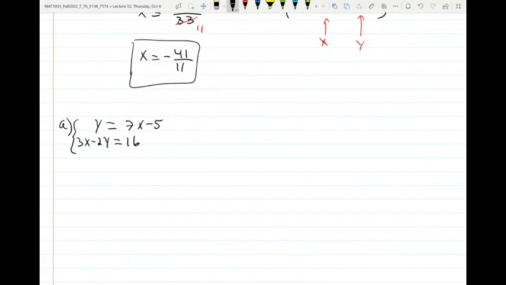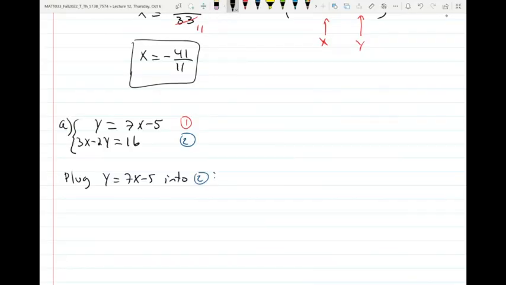Okay, so remember, what's the idea when you use substitution? You take one equation, solve for one of the variables, plug it into the other equation, and then solve. Okay? So in this case, we already have one variable solved for, so we just go for it. So this is number 1, this is number 2. So what I'm going to do is plug y equals 7x minus 5 into equation number 2.